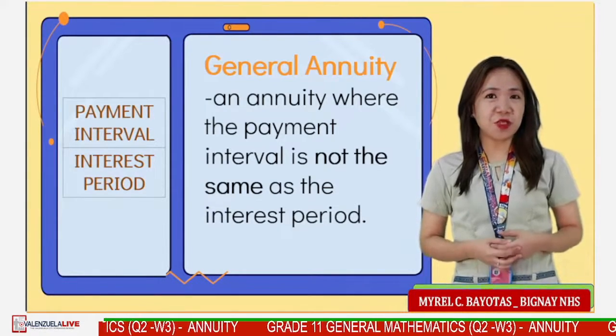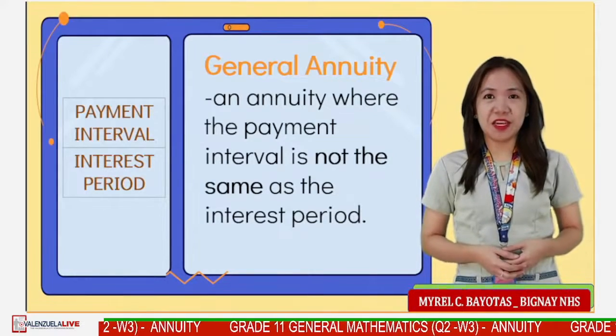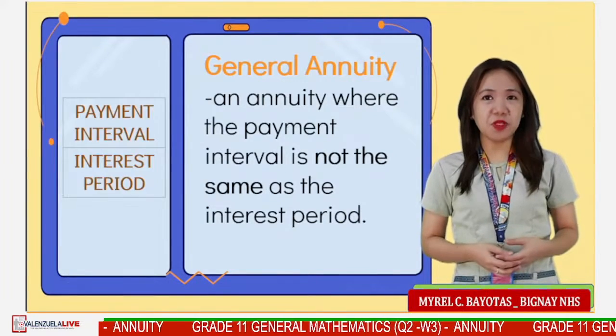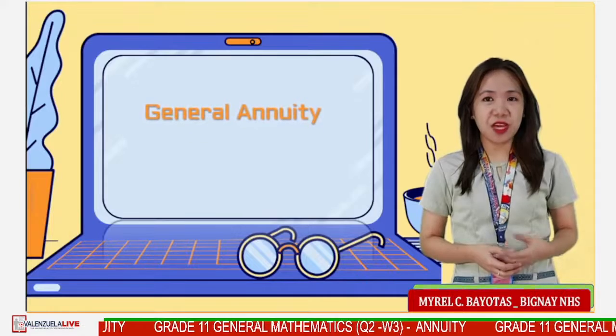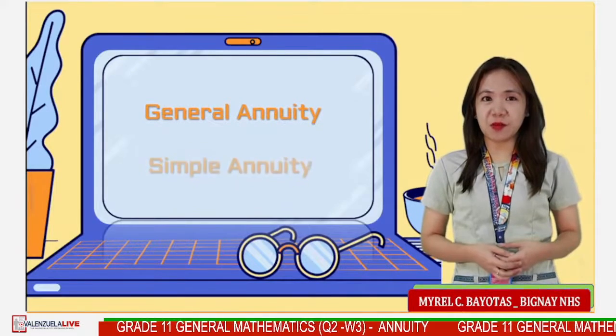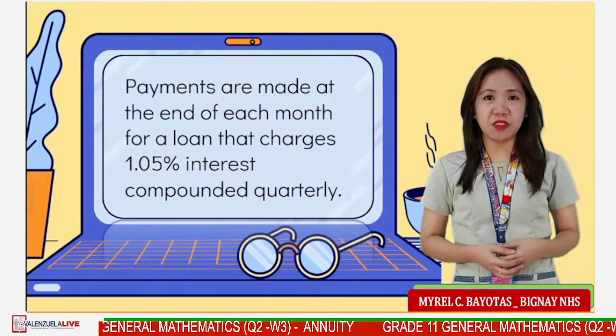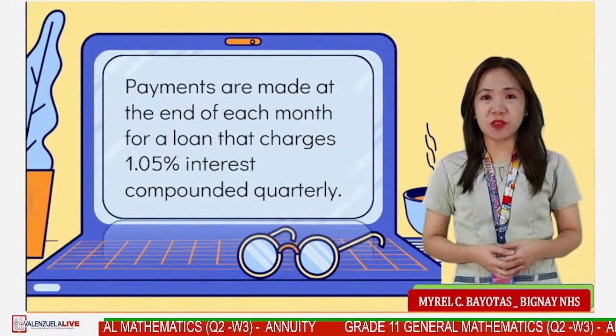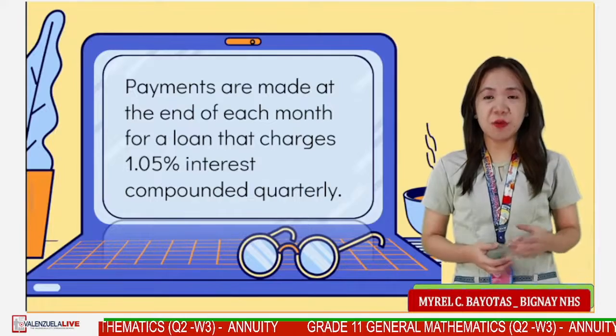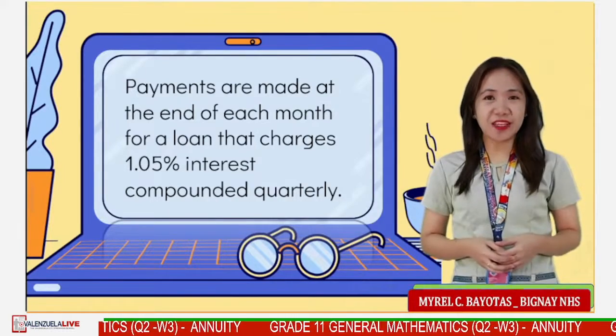Let's see if you understand the definition clearly. Kindly type general annuity if you think the given suggests so. Otherwise, write simple annuity. Payments are made at the end of each month for a loan that charges 1.05% interest compounded quarterly. Go ahead and type your answer.